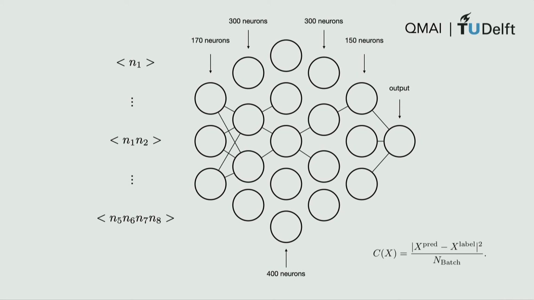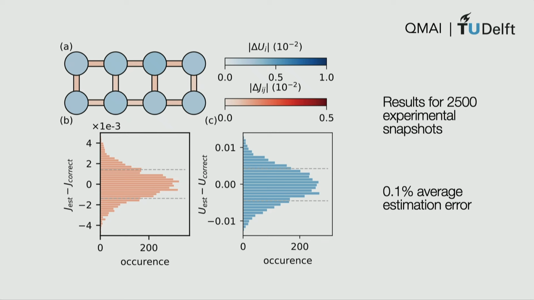So if we take 2,500 experimental snapshots, you have a density plot of the precision on each side, and you have this distribution of the estimated J's and estimated U's, and the gray line gives you the one sigma error. Overall there is less than 0.1% estimation error in these parameters.